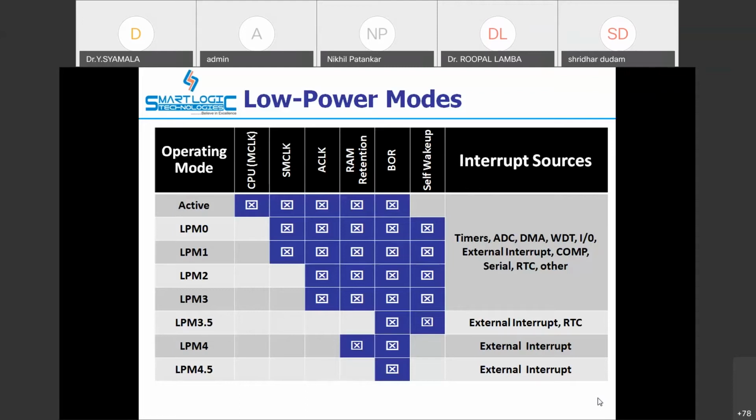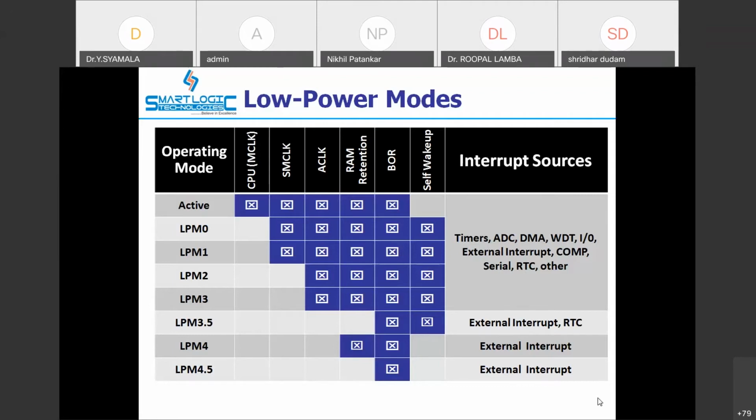It is a responsibility of the user or the programmer to write a program in such a way that if nothing is going on, there is no need to process the data, and if your CPU is idle, then you write an instruction such that the CPU will go into a low power mode. And you have to take care of when to wake up. So that should again be written in the program.